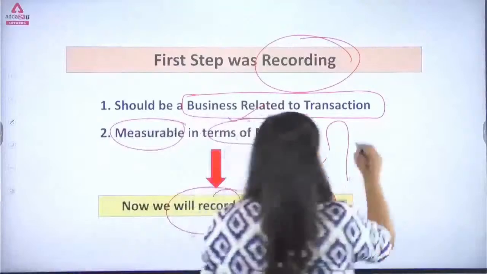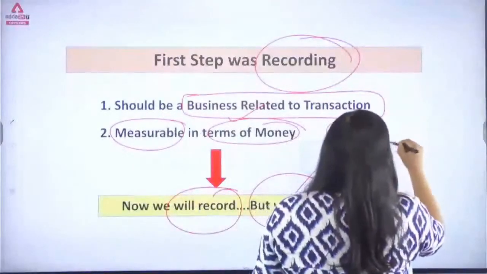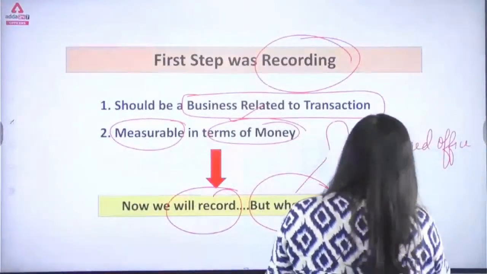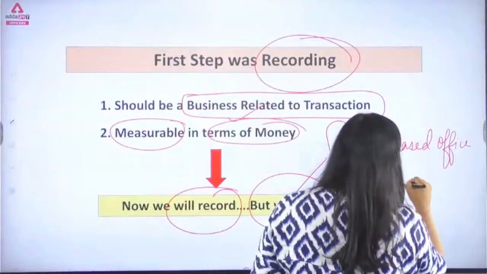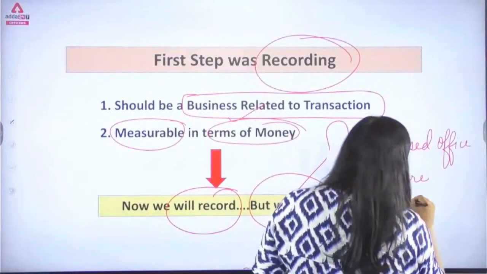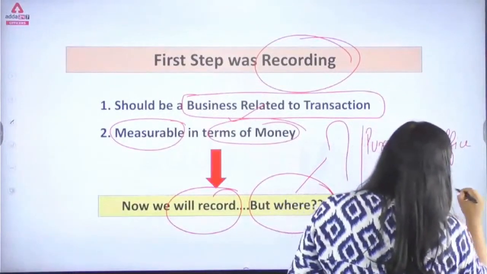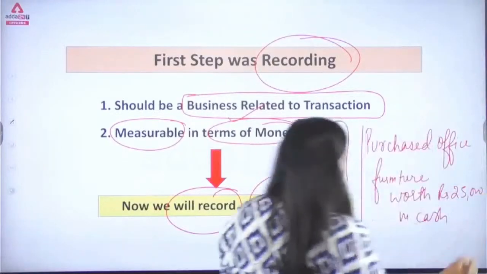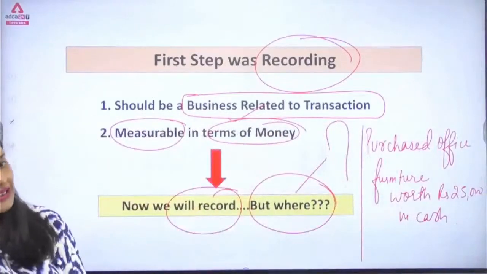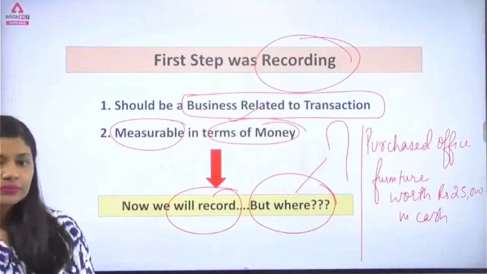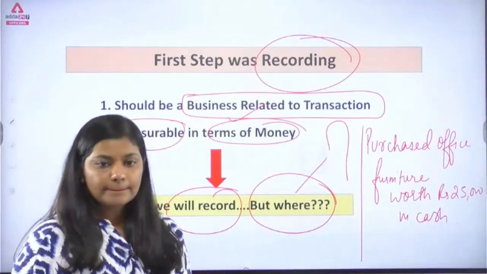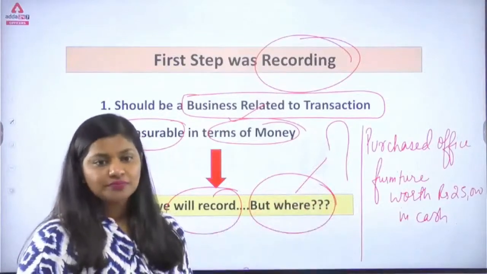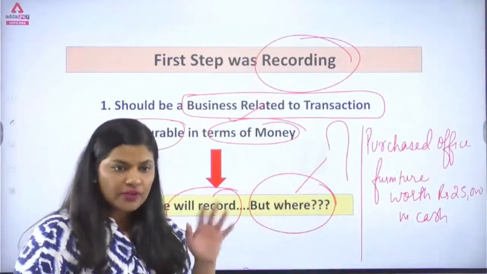For example, purchased office furniture worth rupees 25,000 in cash. Correct? This is the transaction. Is this a business transaction? Is it a business transaction of purchased furniture? Yes. First thing is clear.